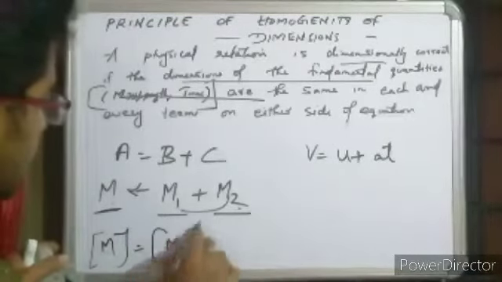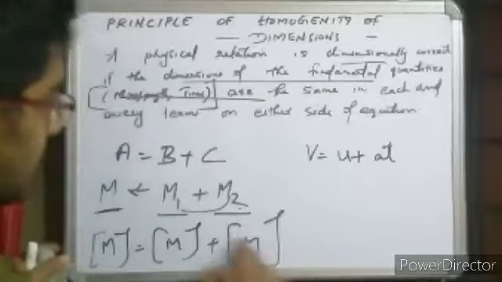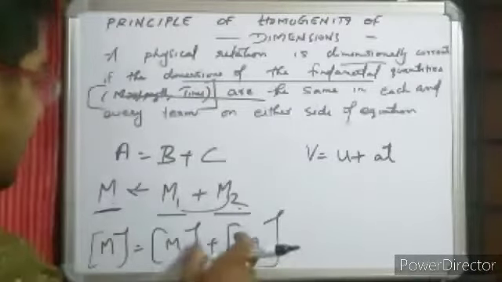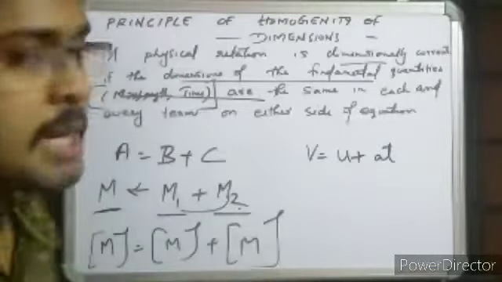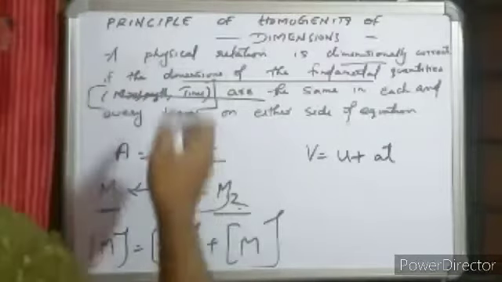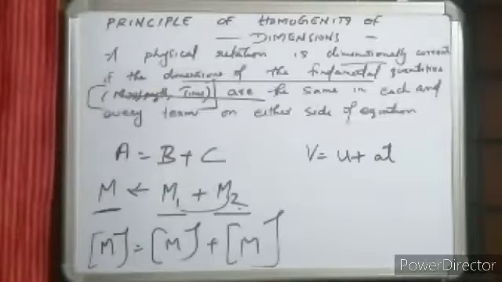Here also the dimension will be m. This is nothing but total mass. So 5 plus 6, let's say 11 kilograms. So again you are going to get m. So this is what your principle of homogeneity of dimensions is saying.